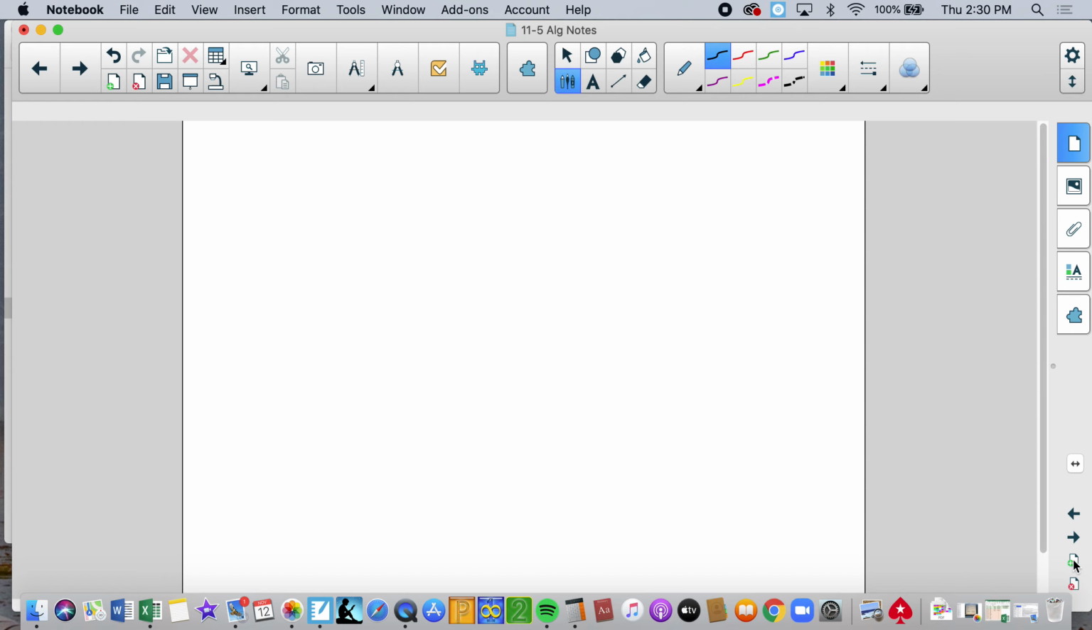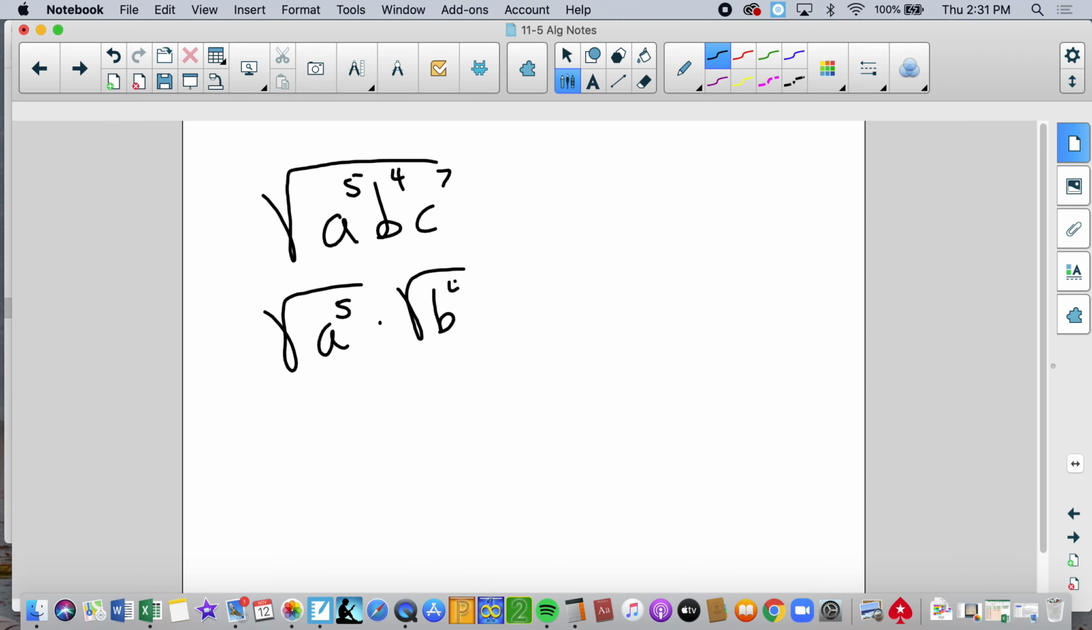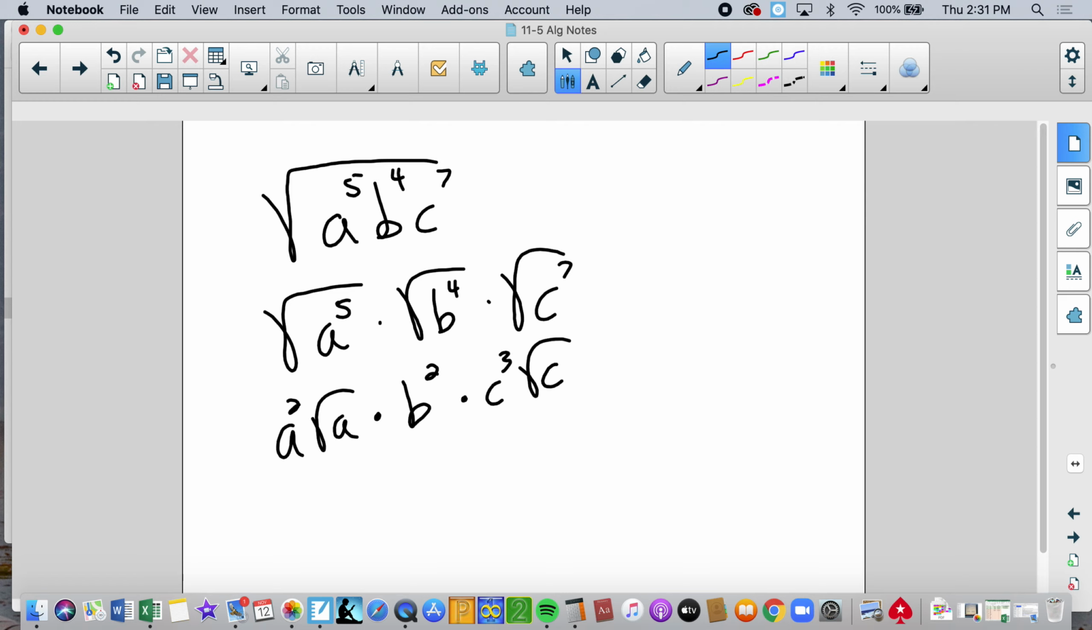So now let's get really crazy. What if I have a to the fifth, b to the fourth, c to the seventh? Let's break each one up. So, a to the fifth. Remember this, dividing by two is only with exponents. You're not going to divide the constants by two. We're only using this shortcut technique with exponents. So two goes into five two times with one left over. Two goes into four two times, so that's b squared. Notice it's not a coefficient, it's an exponent. And then two goes into seven three times with one left over.